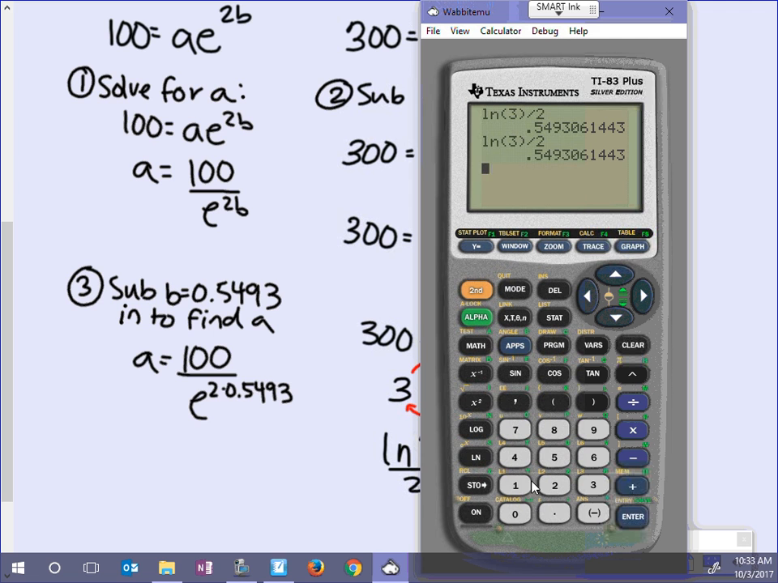And I just have to type that in. 100 divided by, and then I'm going to pull up my e. Some of you might have e with a parentheses. Just make sure that you do 2 times 0.5493 behind the parentheses. And that's equal to 33.33. So that's my initial amount of flies.